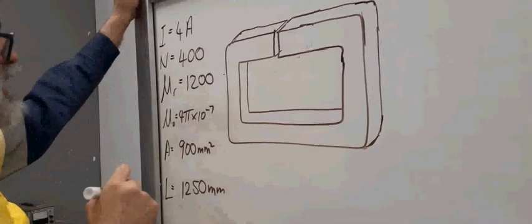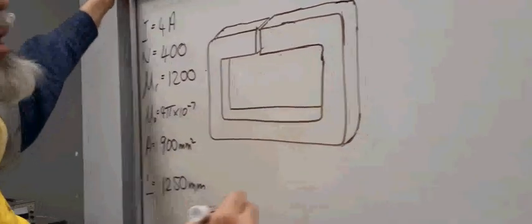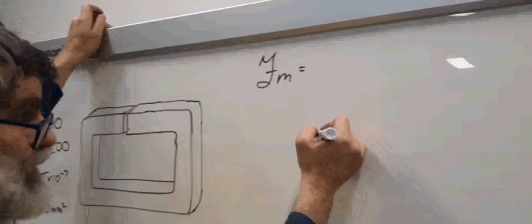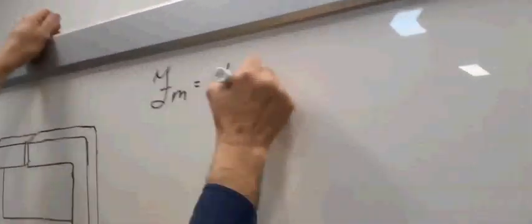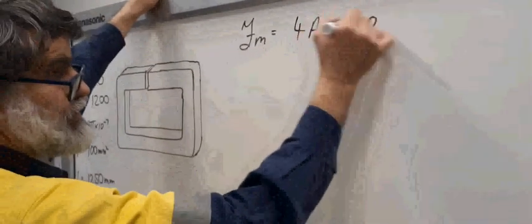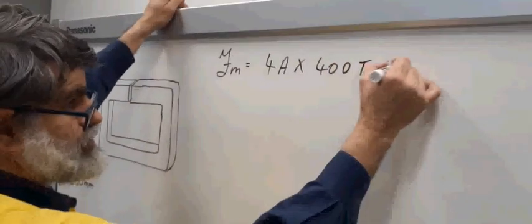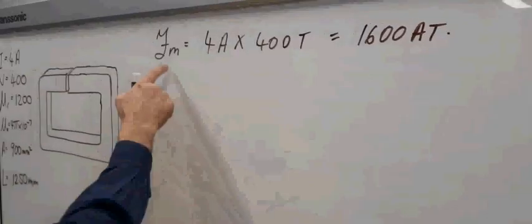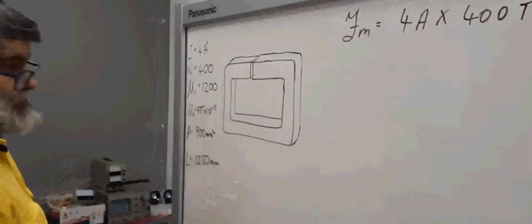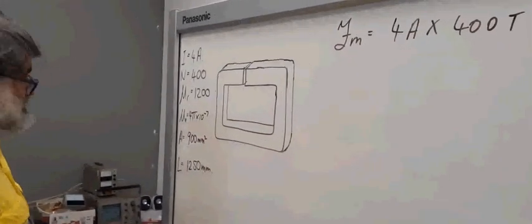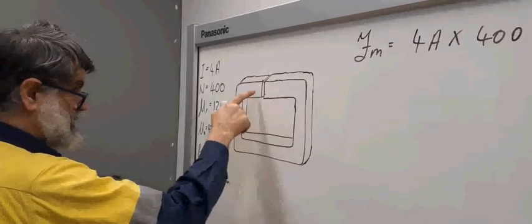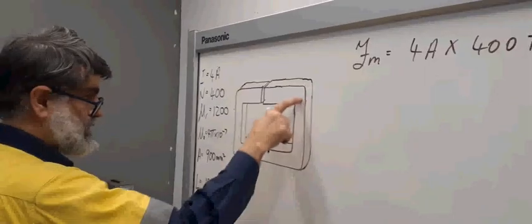Okay, and let's do some sums. Magneto-motive force is equal to AT or IN, number of amps, so that's 4 amps times 400 turns, which equals 1,600 ampere turns. So there's my voltage, my magnetic voltage, magneto-motive force.